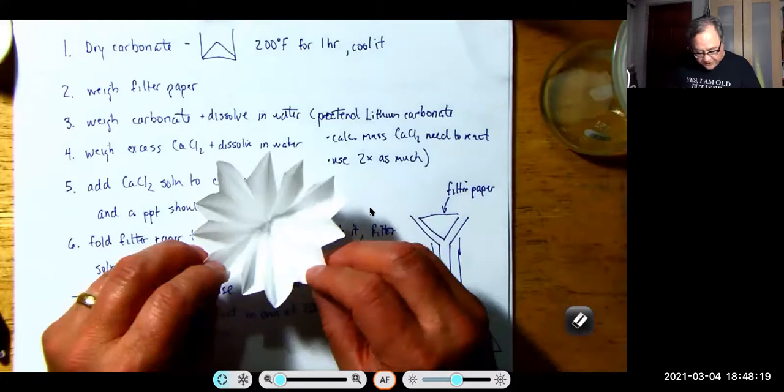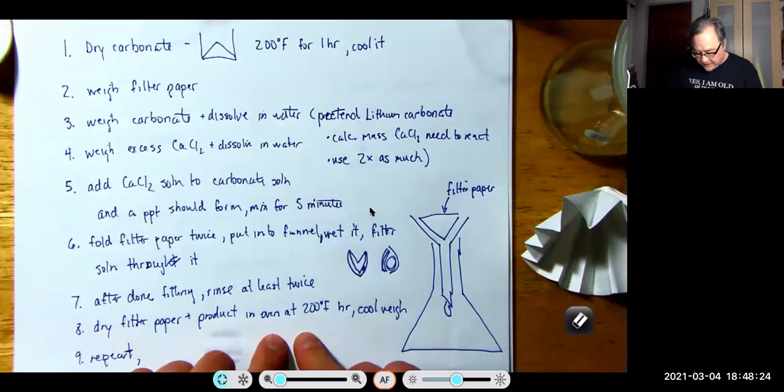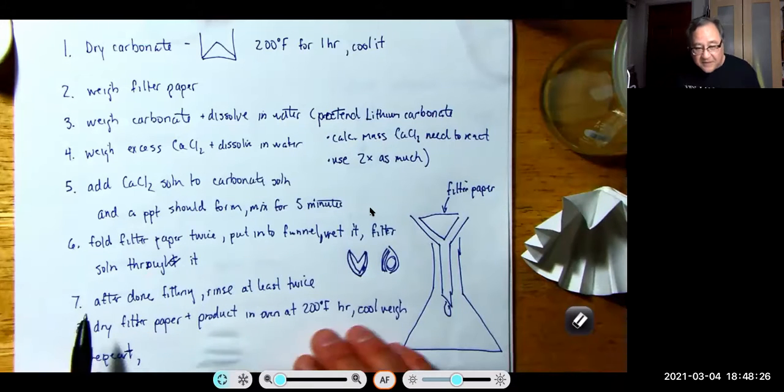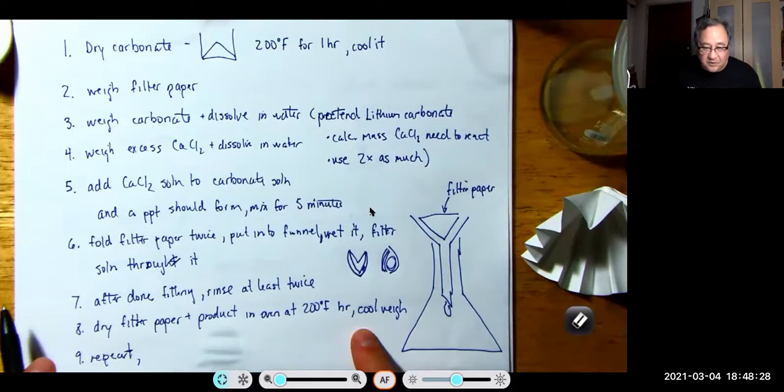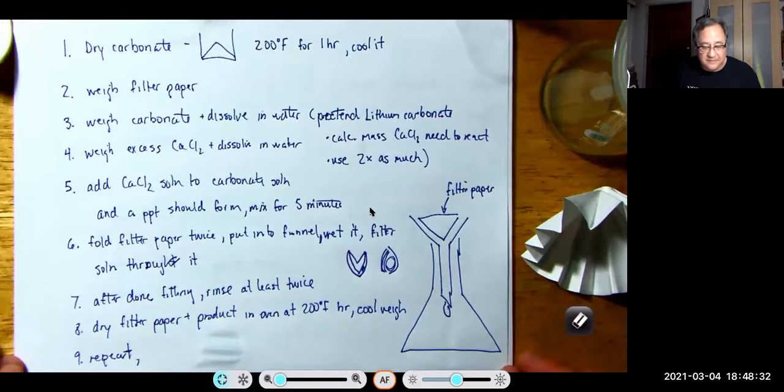And the other caution here is when you dry your filter paper and product in your oven, when you remove that from the oven, you want to make sure you don't spill your product, because if you do, you've got to start all over again. So just be real careful, use oven mitts or let it cool in the oven and then take it out when it's cool enough that you can handle it by hand.